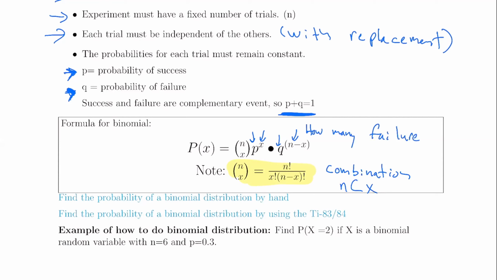Question. So nCx is the same as nCr? Yeah. In this problem, the only thing that's different is that they're using x for r, but it's pretty much the same thing. Okay, cool.